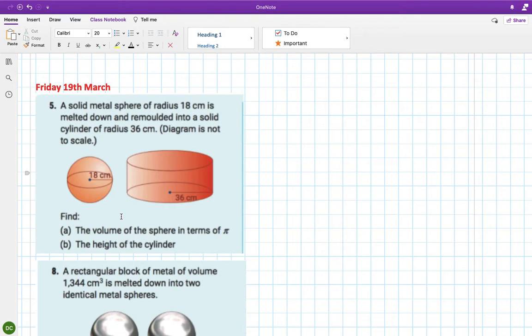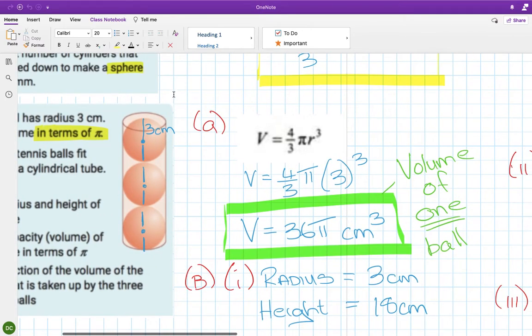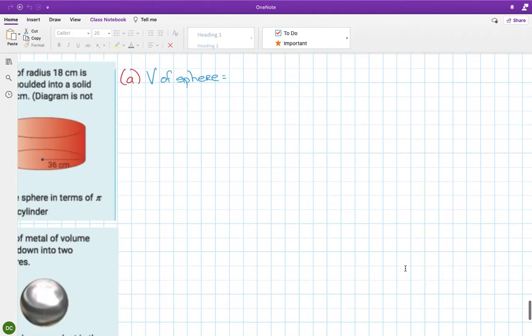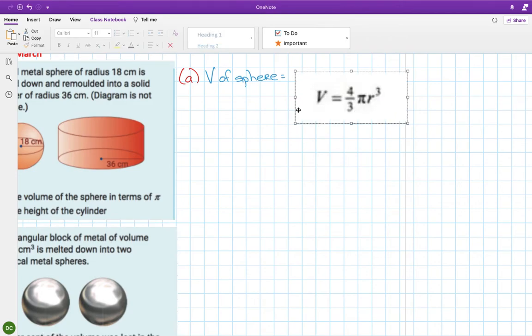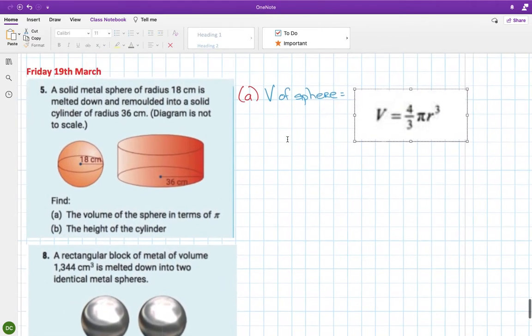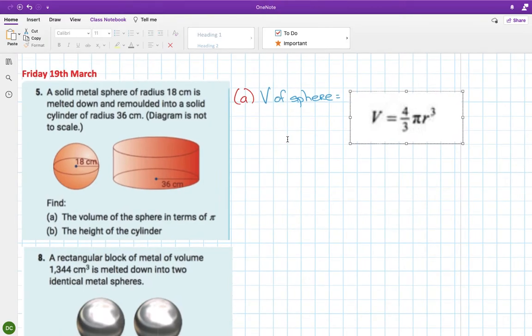Okay, so part A, we're trying to get the volume of the sphere. So we go into our table book and we get the volume of the sphere formula. I know I used it, so here it is. Okay, so there's my volume of a sphere formula. What do I know about the sphere? So the volume is pi, no it's not. It's 4 over 3 pi 18 cubed. Yeah?